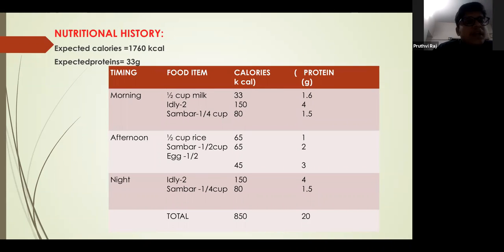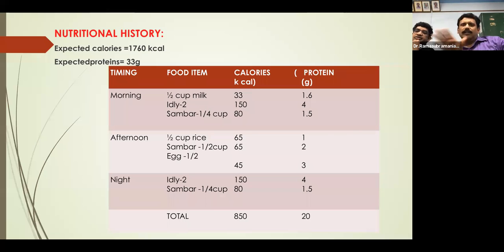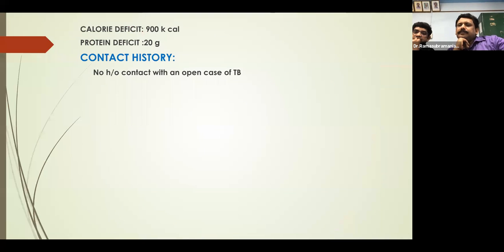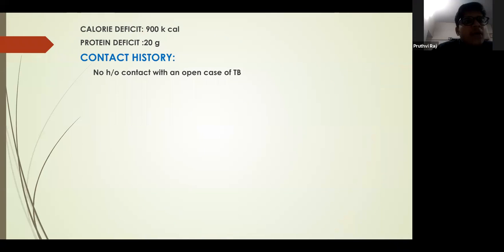Nutritional history: expected calories 1760 kilocalories, expected proteins 33 grams. Shall I go through this, sir? No need. Just tell the calorie gap and the protein gap. Calorie deficit 900 kilocalories and protein deficit 20 grams. Contact history: no history of contact with an open case of tuberculosis.